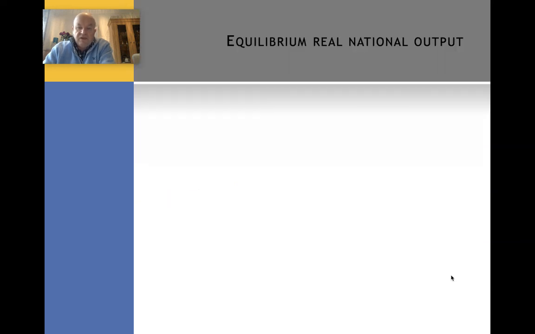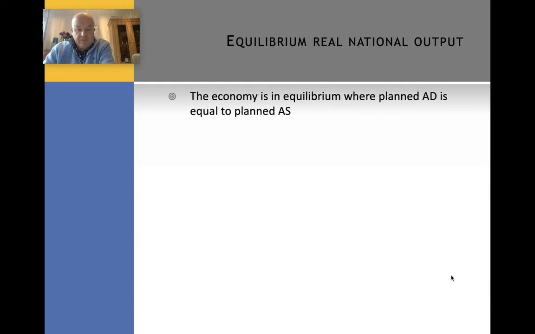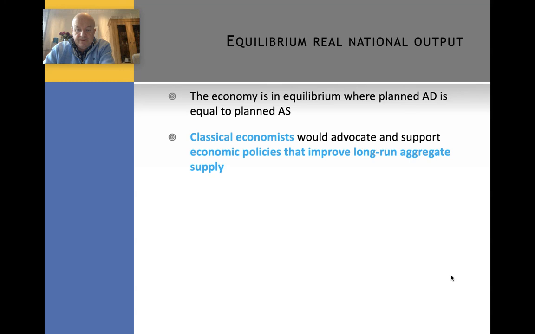If we look at equilibrium real national output, that's the point at which planned AD is equal to planned AS. So that's the point at which an economy would be at equilibrium. Now the classical view would be that there should be economic policies that improve long-run aggregate supply. So that's very much the classical view.